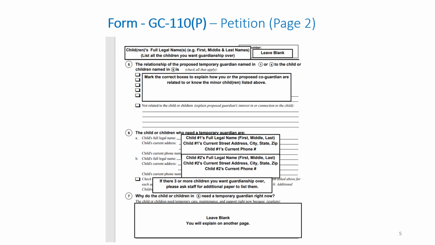Label your extra piece of paper as GC-110P-item 7, reasons for appointment of temporary guardian at the top of the paper and attach it to the back of Form GC-110P.